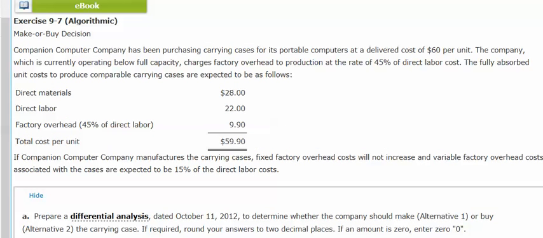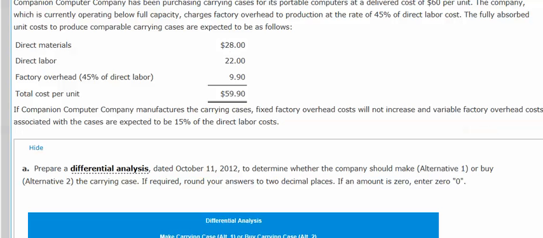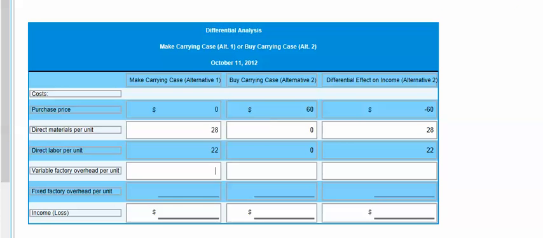Our variable factory overhead, now it next says the variable factory overhead cost per unit, and that's supposed to be 15% of the direct labor. If you multiply, in my case, 15% of $22, it's going to be $3.30. And, oops, I need a decimal there.